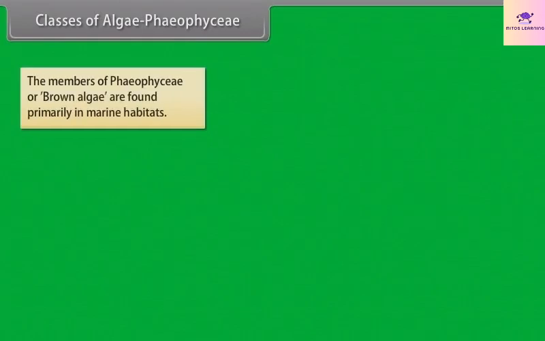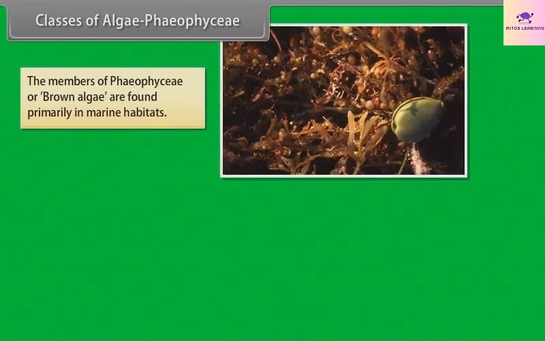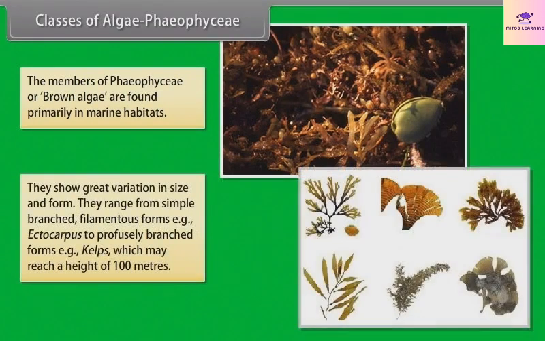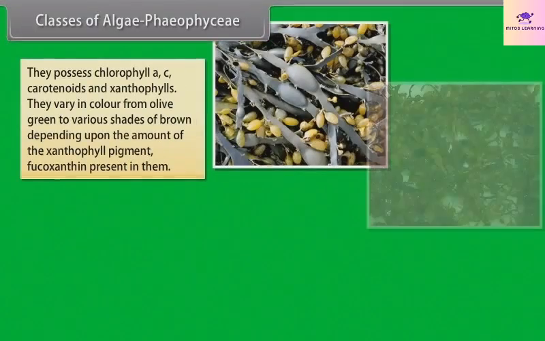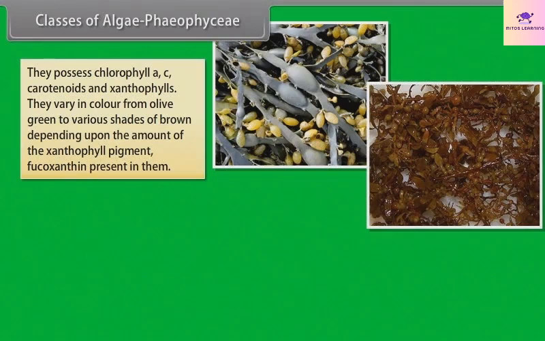Phaeophyceae. The members of Phaeophyceae, or brown algae, are found primarily in marine habitats. They show great variation in size and form. They range from simple branched, filamentous forms, example, Ectocarpus, to profusely branched forms, example, kelps, which may reach a height of 100 meters. They possess chlorophyll a, c, carotenoids, and xanthophylls. They vary in color from olive green to various shades of brown depending upon the amount of xanthophyll pigment, fucoxanthin, present in them.